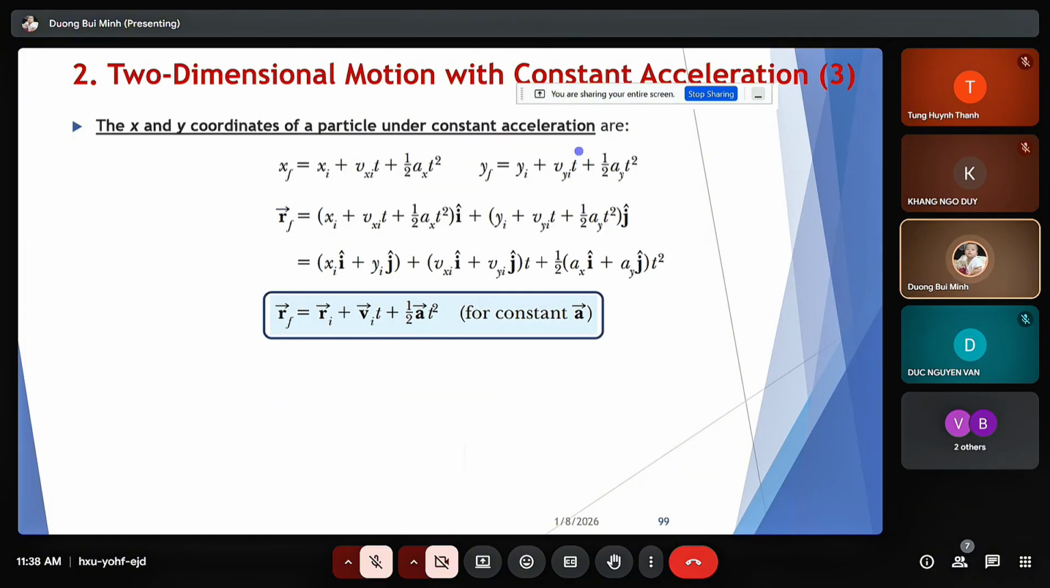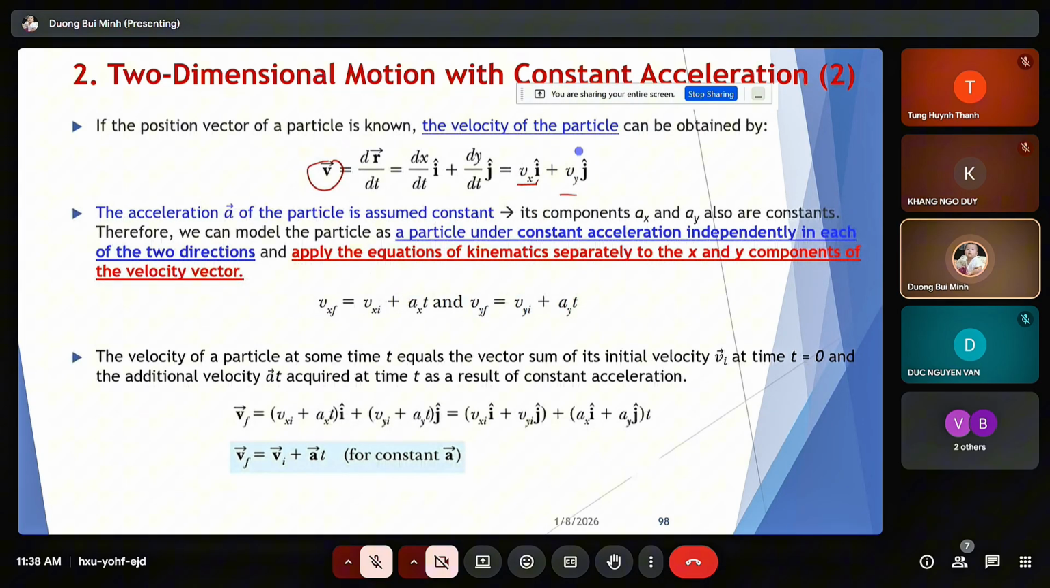And we have five important formulas, right? The first one here: Vf is Vi plus At. We analyze it into two components, x-axis and y-axis components. Just think about it for more components. Very easy.